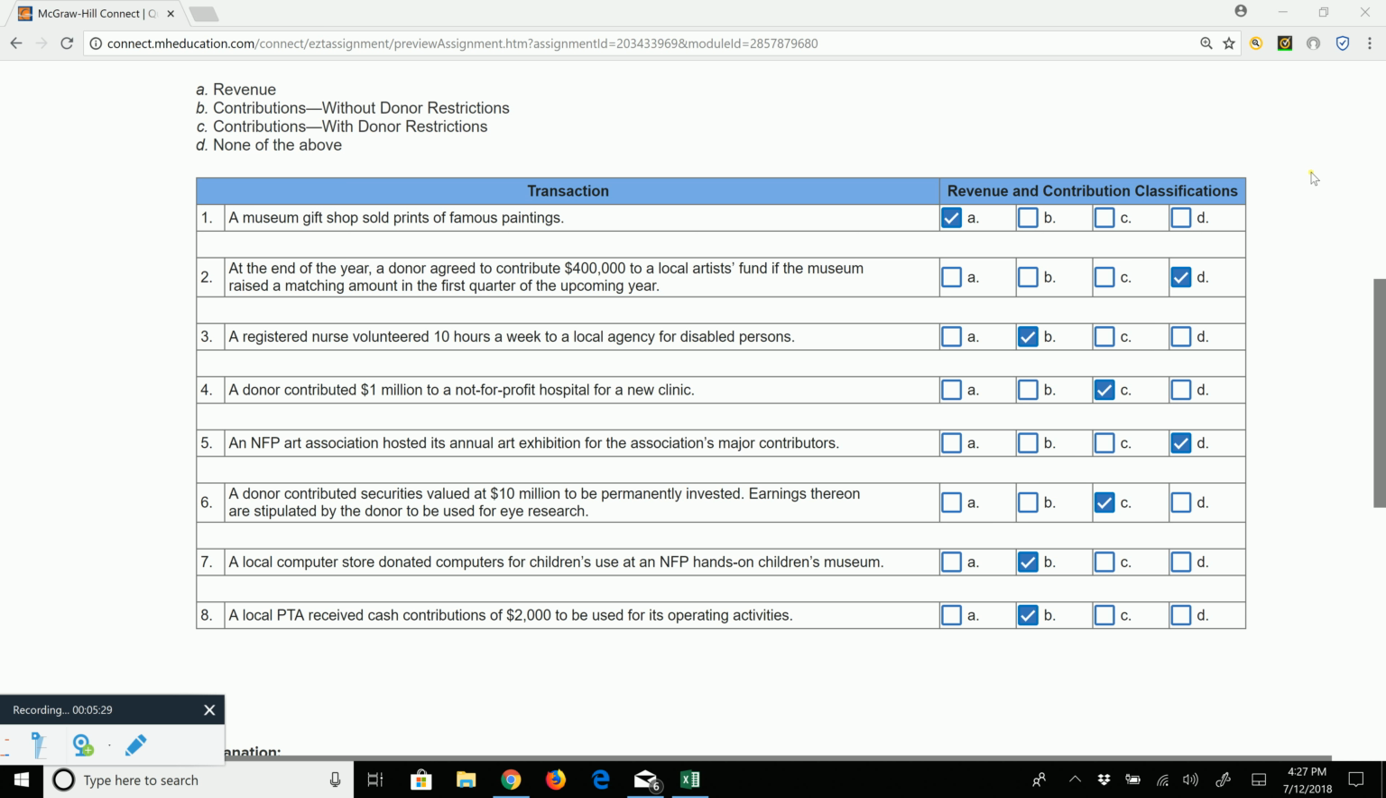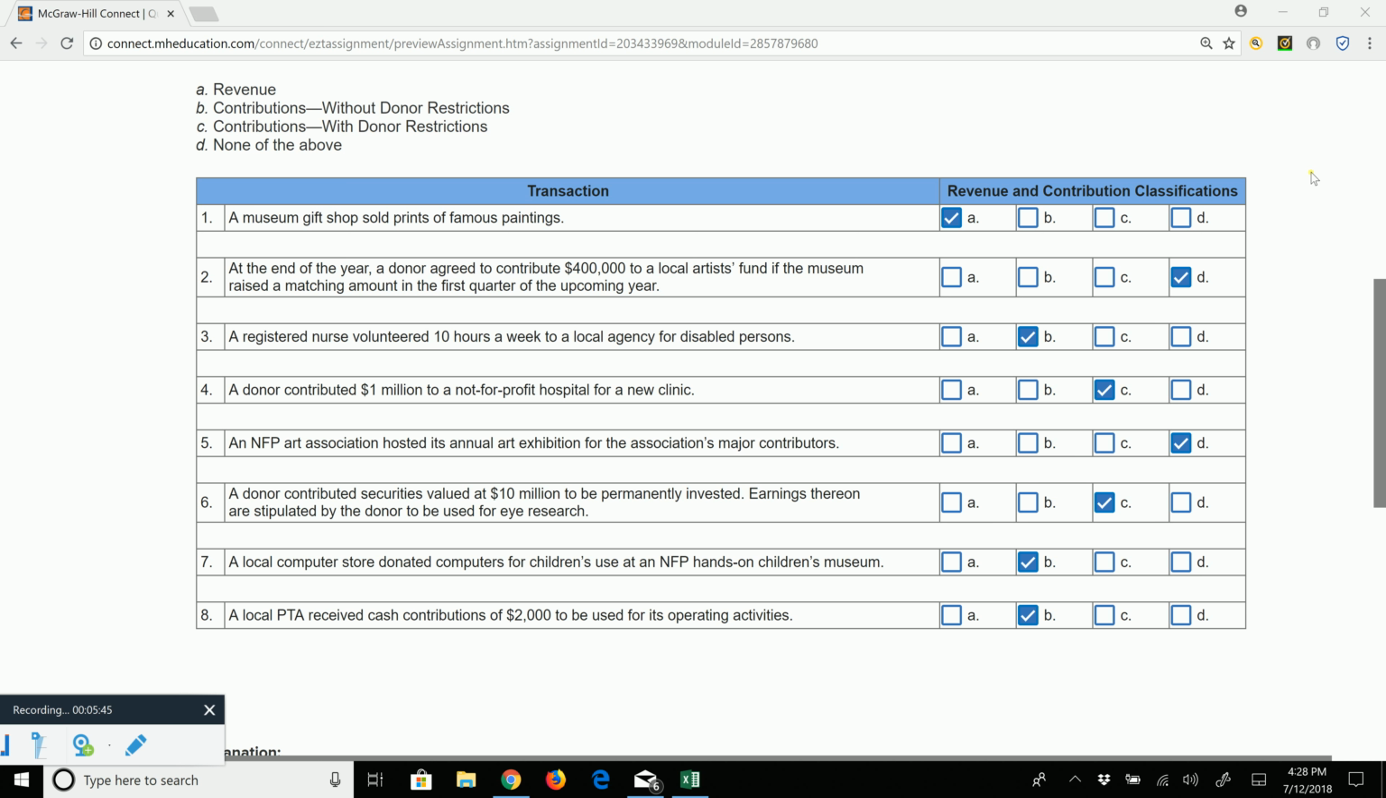So it's unconditional. That means we can record it. But it comes with donor restrictions. Some of it is a permanent restriction. Some of it is a temporary restriction. But in any event, with restrictions. So contribution with donor restrictions.